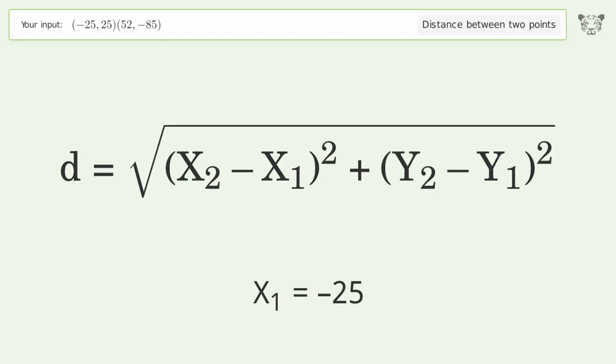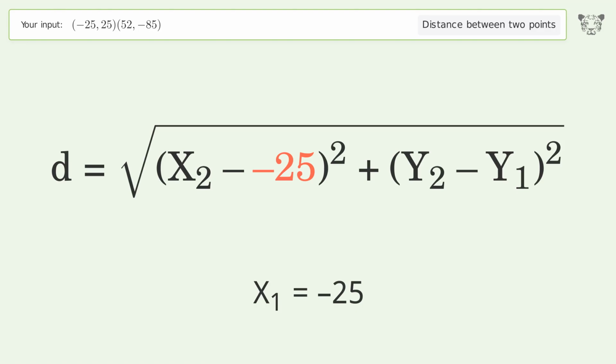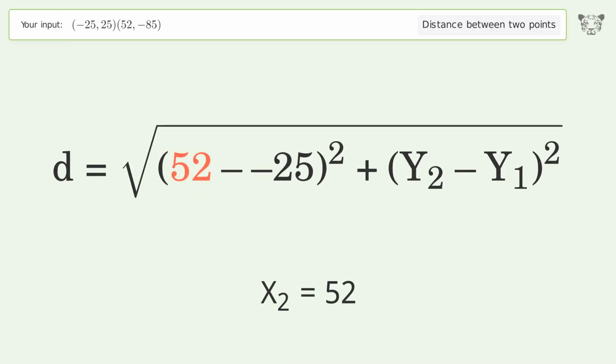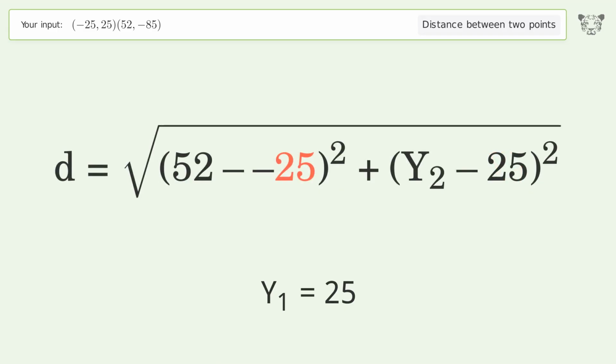x1 equals negative 25. x2 equals 52. y1 equals 25. y2 equals negative 85.